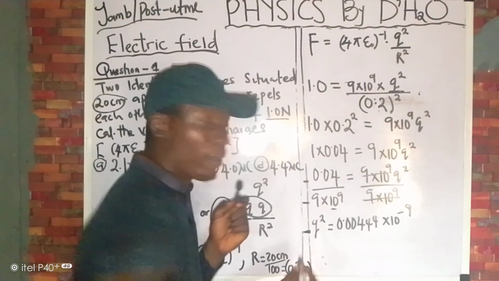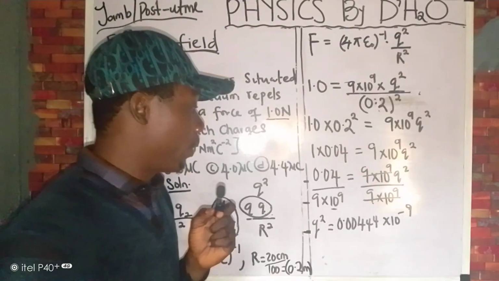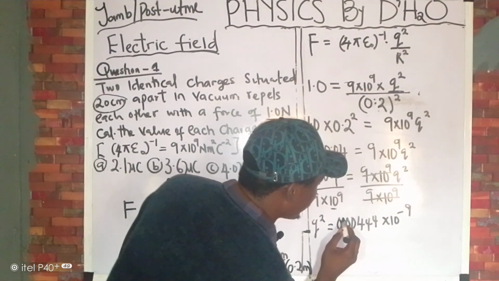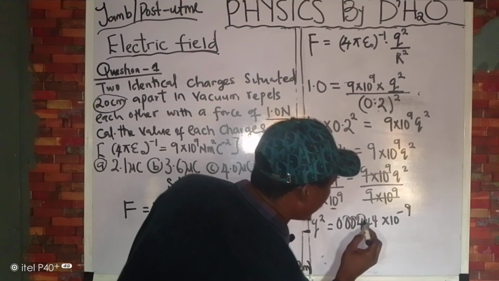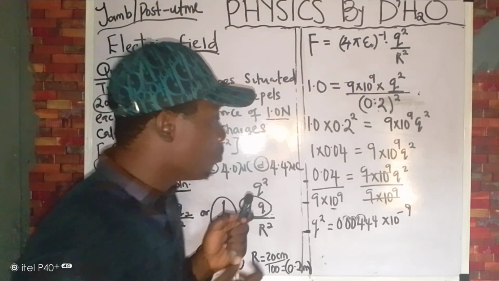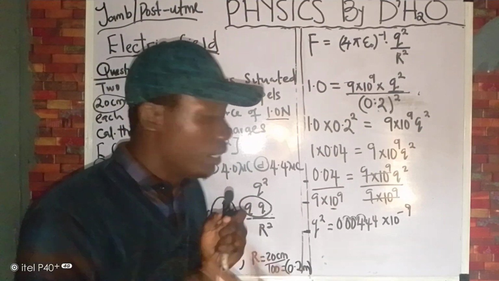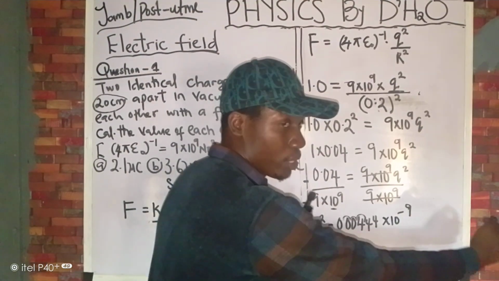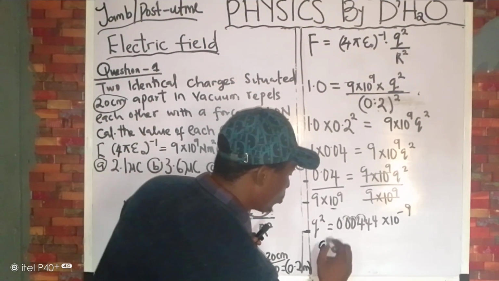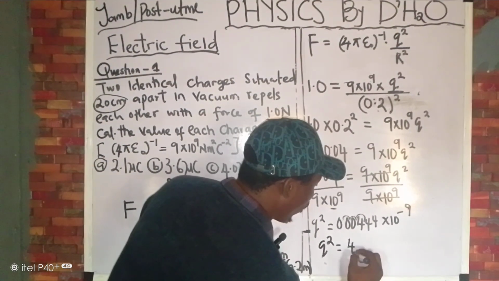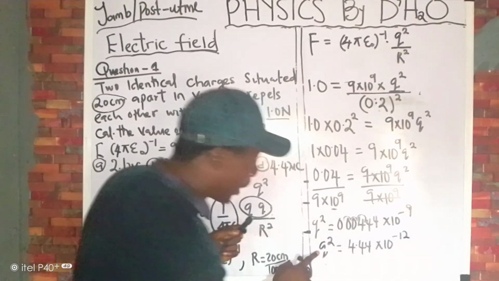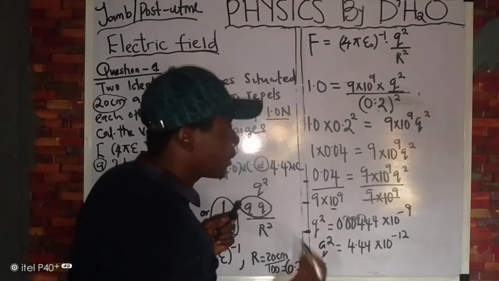Listen. How many zeros do we have here? Or let us take our point to put it in a standard form. Watch this, you have 1, 2, 3. So that means you have moved 3 times before you get to a non-zero digit. So if you move 3 times, it becomes minus 3. So you have minus 9 minus 3. That will give us what? Minus 12. So that we have Q squared is equal to 4.44 times 10 raised to the power minus 12. Since we are looking for Q, not Q squared, we take the square root of both sides.